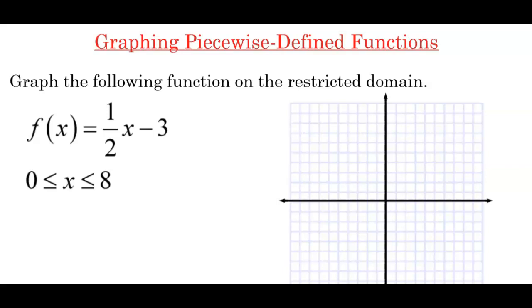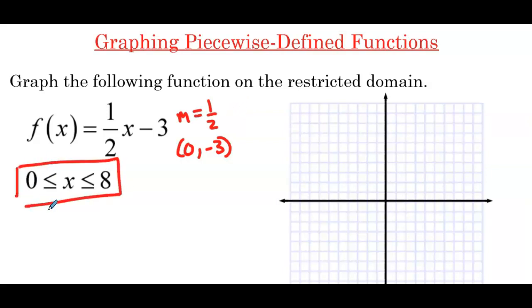So if we were to graph that linear function, we would do so by identifying the slope and a point on the line. So the slope is 1/2. A point on the line, because this is in slope-intercept form, is the y-intercept at (0, -3). Now normally we would plot this point, use the slope to get more points on the line, connect the points and draw some arrows. But here we're only graphing on the restricted domain, 0 is less than or equal to x, which is less than or equal to 8.